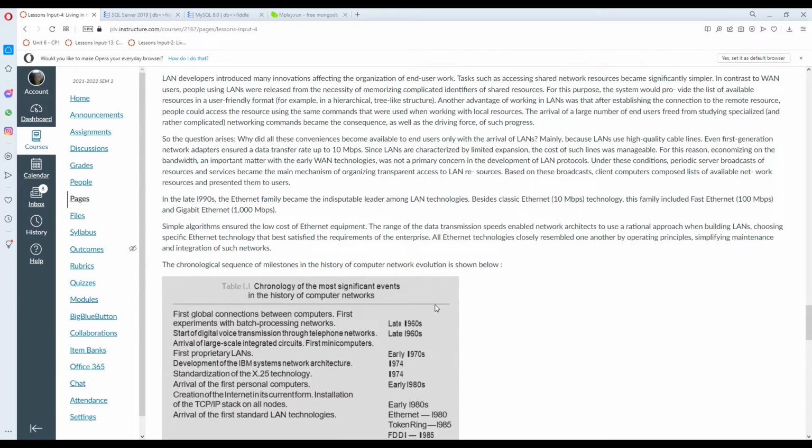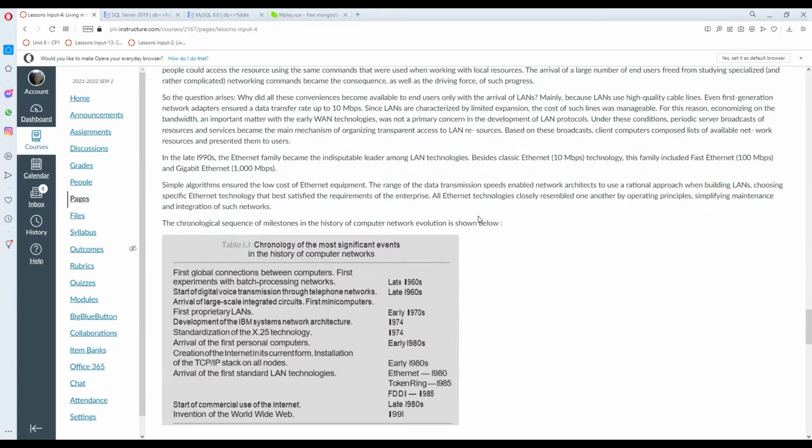So the question arises: why did all of these conveniences become available to end users only with the arrival of LANs? Mainly because LANs use high quality cable lines, and even first generation network adapters ensure a data transfer rate of up to 10 Mbps. LANs are characterized by limited expansion. The cost of such lines was manageable. For this reason, economizing on bandwidth, an important factor with the early WAN technologies, was not a primary concern in the development of LAN protocols. Under this condition, periodic server broadcast of resources and services became the main mechanism organizing transparent access to LAN resources.